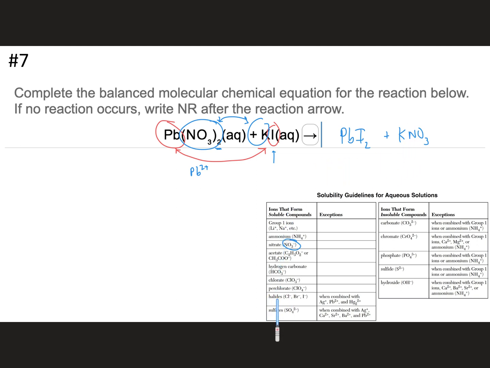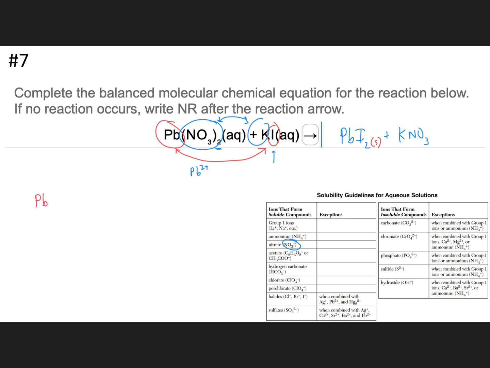However, if we go down here far enough, we go to the halides, chloride, bromide, or iodide. Those are soluble unless I have silver, lead, or mercury present in solution. We have lead in solution, which means we are going to precipitate lead 2 iodide. So that means now I can write a balanced molecular equation for this reaction.